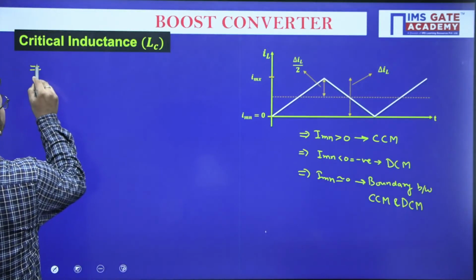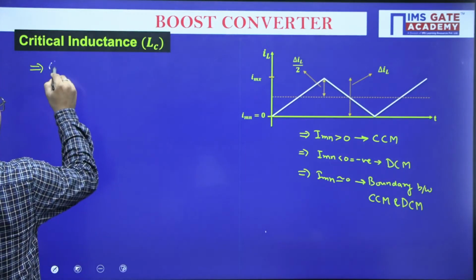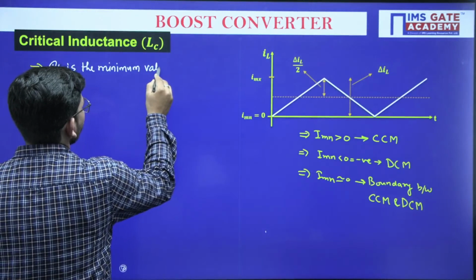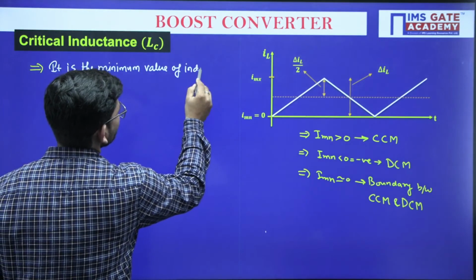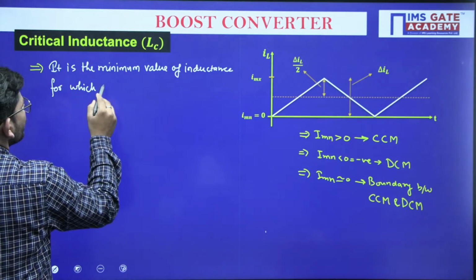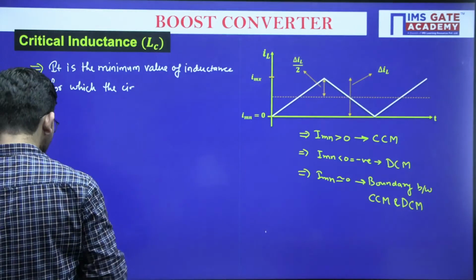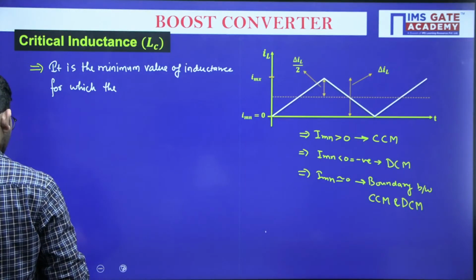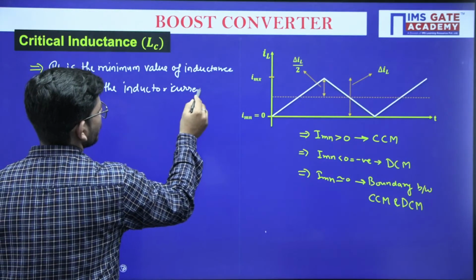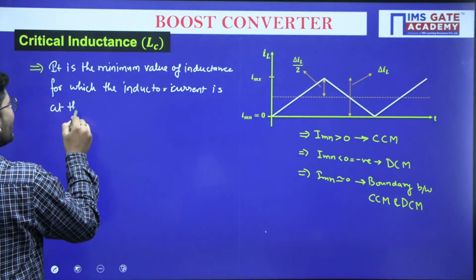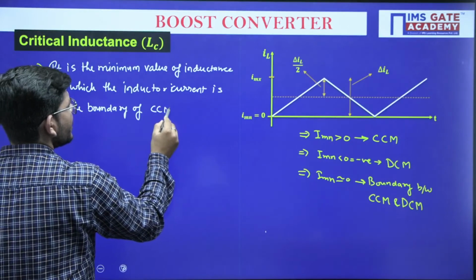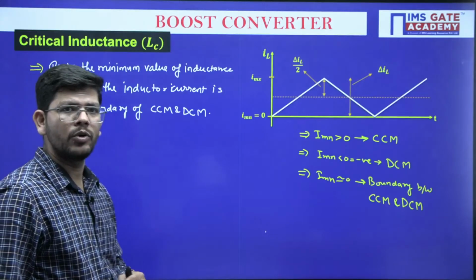It is the minimum value of inductance for which the inductor current is at the boundary of CCM and DCM, that is continuous conduction and discontinuous conduction mode. So we are talking about the boundary.